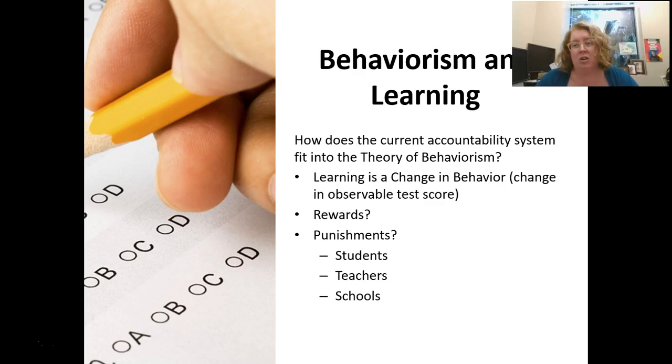What happens if a teacher's students don't do well? He or she might lose her job; there are consequences for that. If the teacher's students do well, they might get a bonus. And same for a school. Ultimately, if a school receives a failing grade for too many years, they might even be shut down. So there are extreme rewards and punishments for schools under this accountability system. So we might think about our schools' accountability systems and testing under this theory of behaviorism.